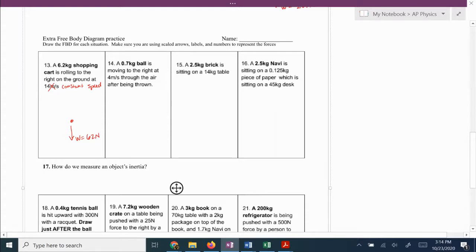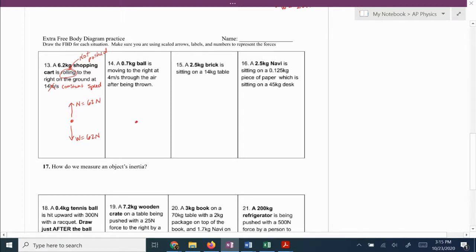We would also have the normal force, which should also be 62 newtons. And then it says it's rolling. Rolling kind of means not pushed. If it's not pushed, then there's no force to the right. And if there's no force to the right, then there can't be a force to the left slowing it down, because it's moving at a constant speed. So I need balanced forces horizontally. If there's no force to the right, then there's also no force to the left.